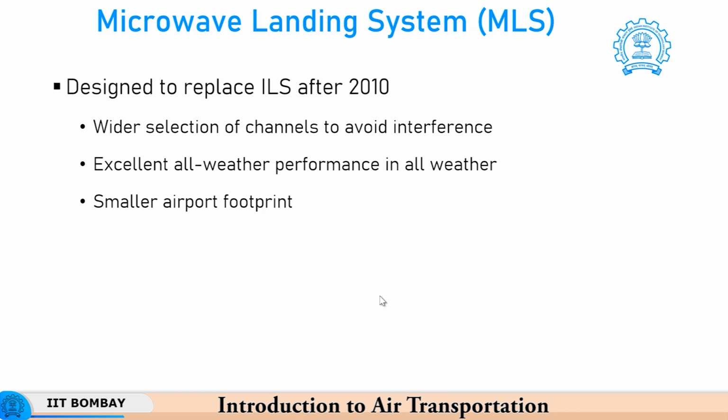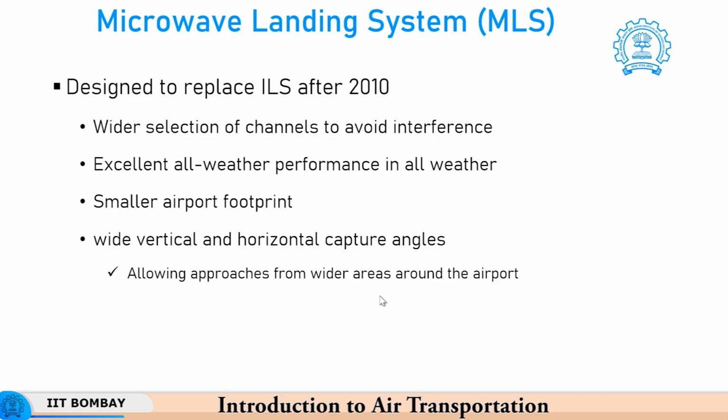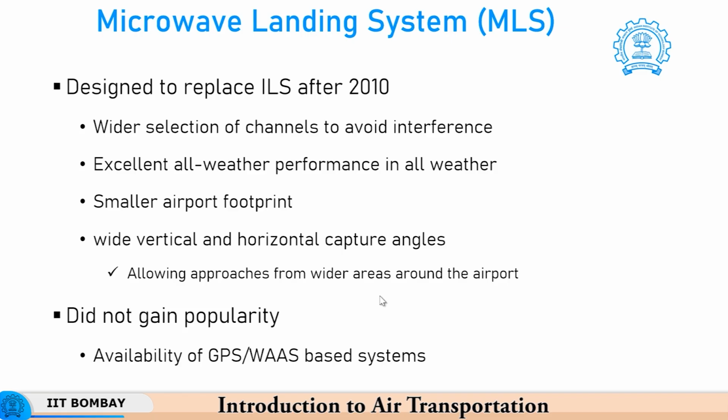In the case of ILS, you need to install a large array at each end of the runway where you need to have landing, and plus you need to have the glide slope indicator once again at each end of the runway. Here you can manage with a smaller footprint, right. It can give you wide vertical and horizontal capture angles, allowing approaches from wider areas around the airport, including curved approaches, but it was not successful.